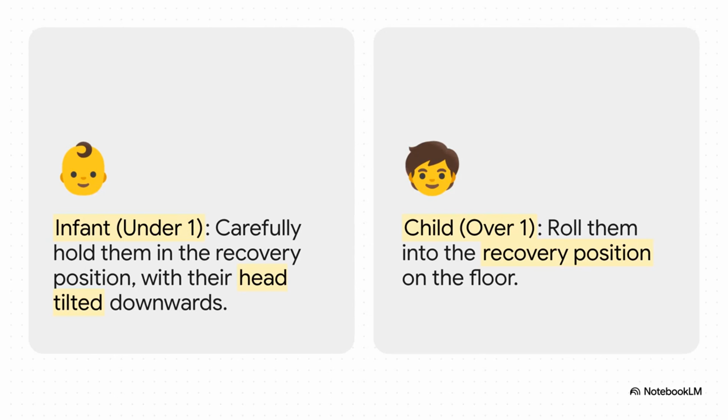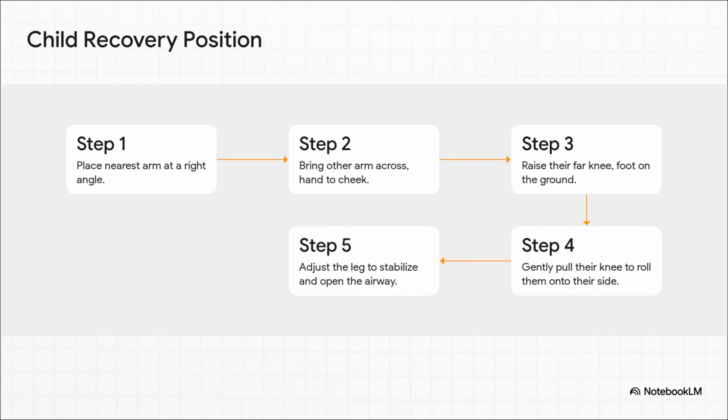And again, the technique is different based on their age. For an infant under 1, we're not going to roll them on the floor. Instead, you'll carefully cradle them in your arms, making sure their head is tilted slightly downwards. This just helps any fluid drain safely from their mouth. For any child over 1, we're going to use the classic recovery position on the floor. Let's walk through that roll.